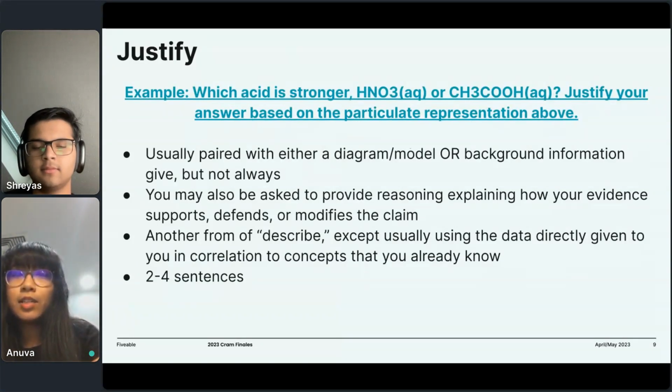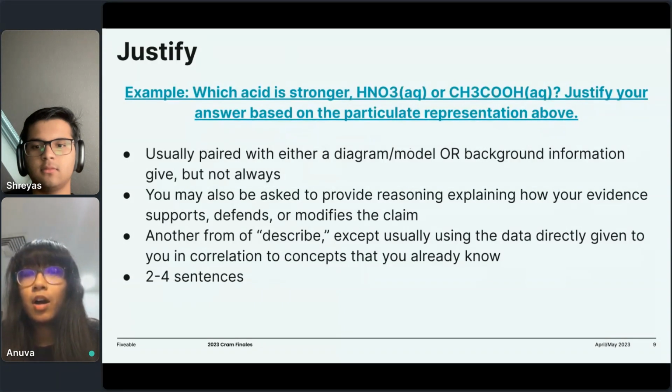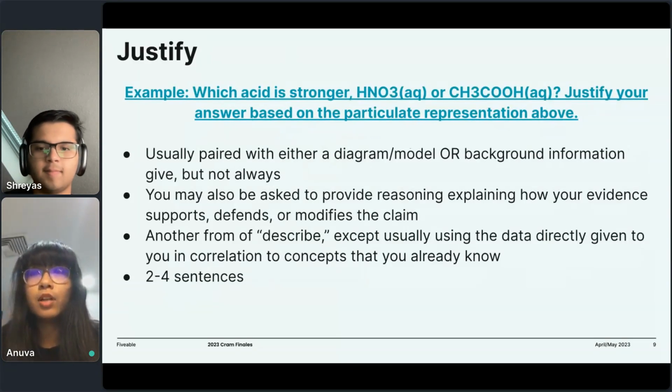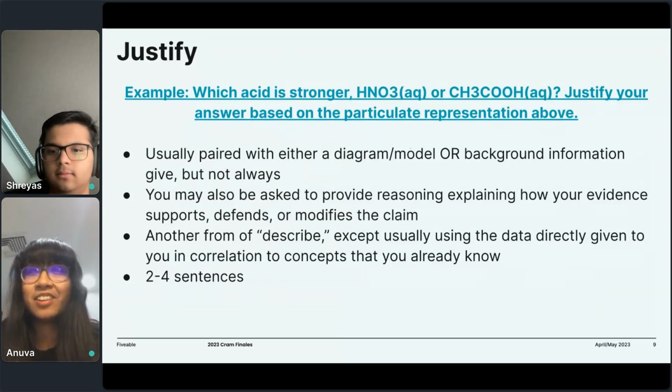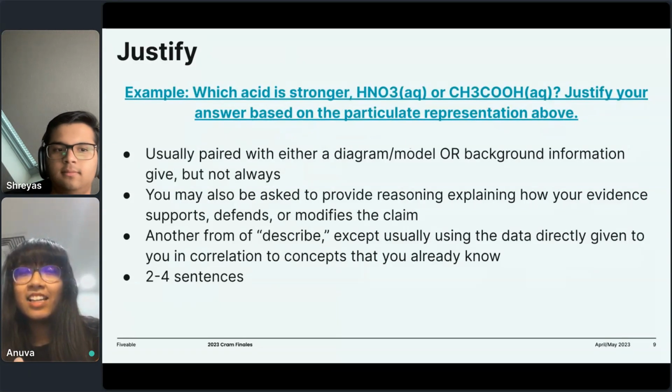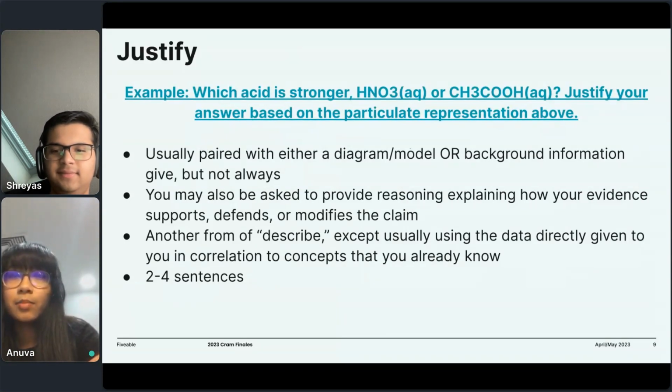These keywords are usually paired with a diagram, model, or background information, but not always. For this question, they'll give you a model of a particulate diagram. You may also be asked to represent reasoning, explaining how your evidence supports, defends, or modifies the claim. So for this justification, you would also have to add an explanation. Yeah, Dylan, you have to justify why now. This is another form of saying describe or explain.